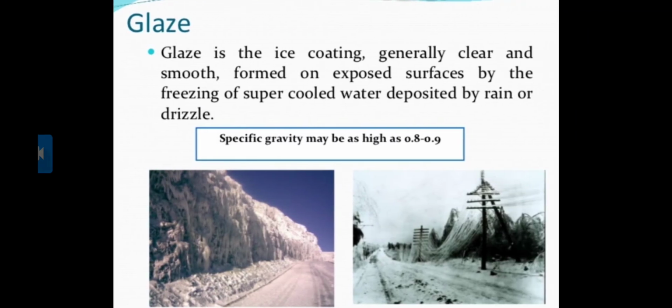Glaze. This is also one form of precipitation. Glaze is the ice coating, generally clear and smooth, formed on exposed surfaces by freezing of supercooled water deposited by rain or drizzle. Look at the picture, you all can relate to it. I repeat, glaze is the ice coating, generally clear and smooth, on exposed surfaces by the freezing of supercooled water deposited by rain or drizzle.